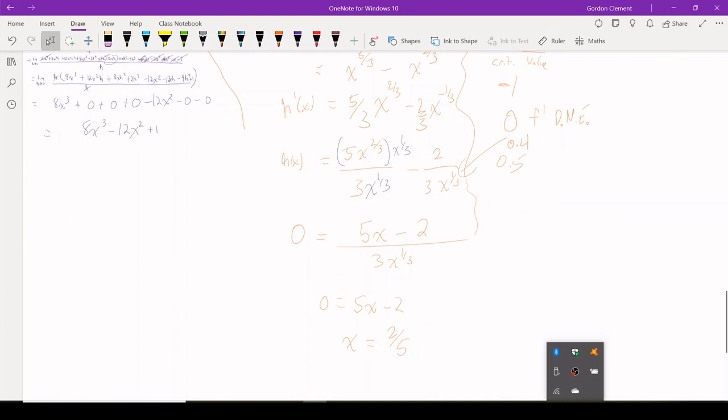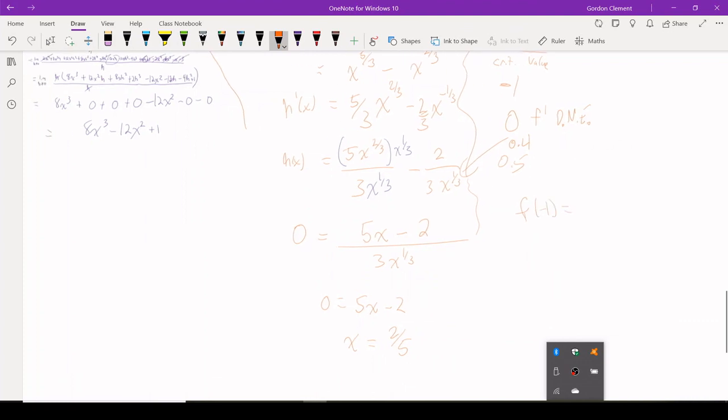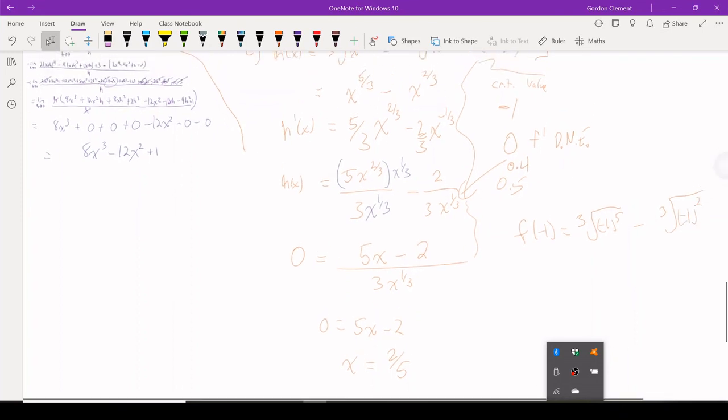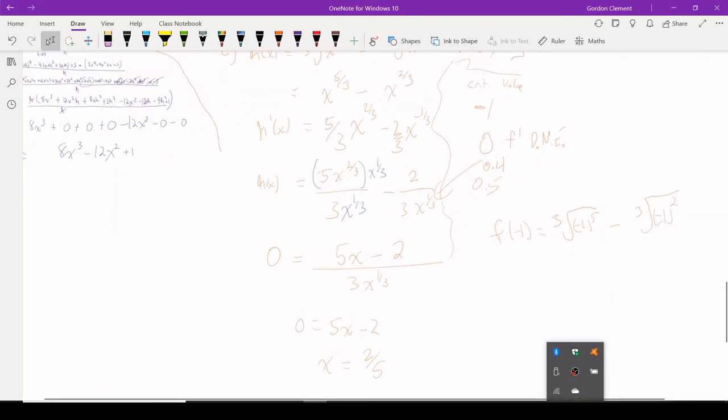And we're ready to plug in our critical values. So f at -1 is the cubed root of -1 to the power of 5 minus the cubed root of -1 squared. -1 to the power of 5 is -1 still. The cubed root of -1 is -1. -1 squared is +1. The cubed root of +1 is 1. And I get -2 there.